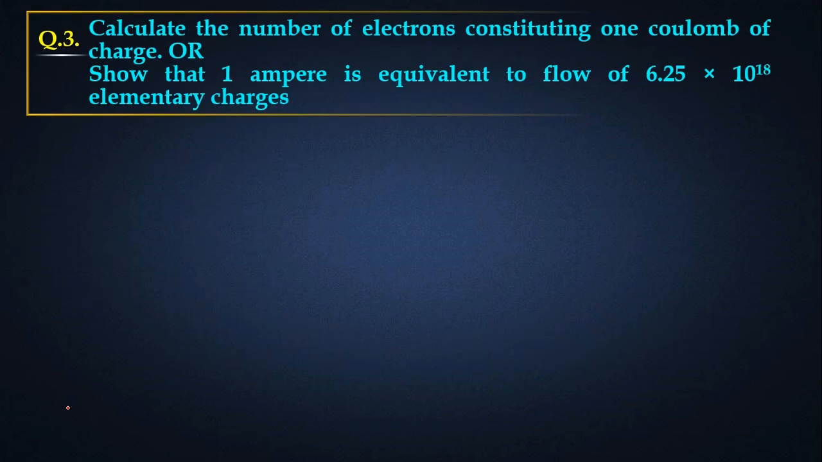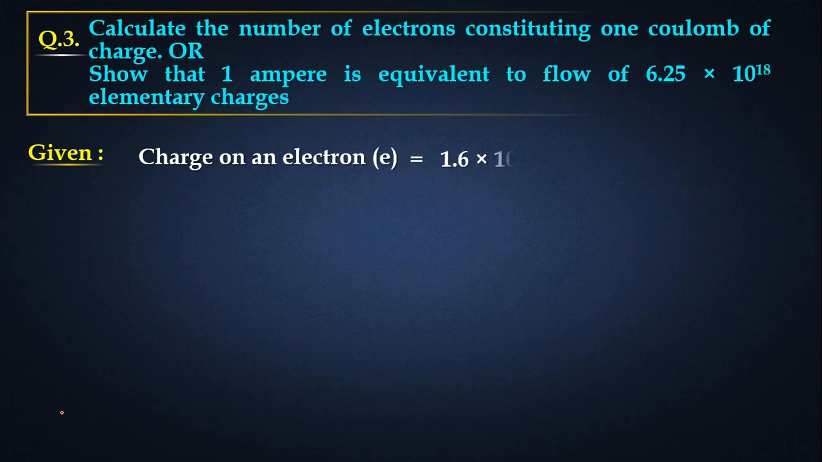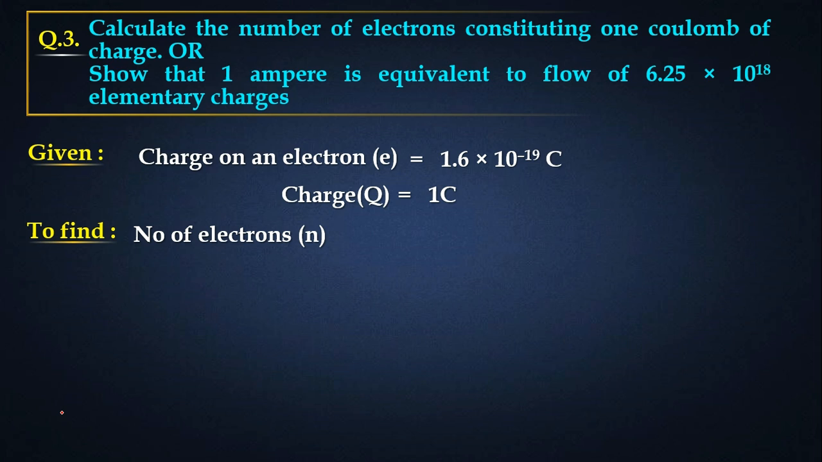Calculate the number of electrons constituting 1 coulomb of charge, or show that 1 ampere is equal to the flow of 6.25 into 10 power 18 elementary charge. So we know that very well. The charge of an electron is e is equal to 1.6 into 10 power minus 19 coulombs, and Q is equal to what? That is, charge is equal to 1 coulomb. So number of electrons is equal to N. Then the formula to find that is Q is equal to Ne.